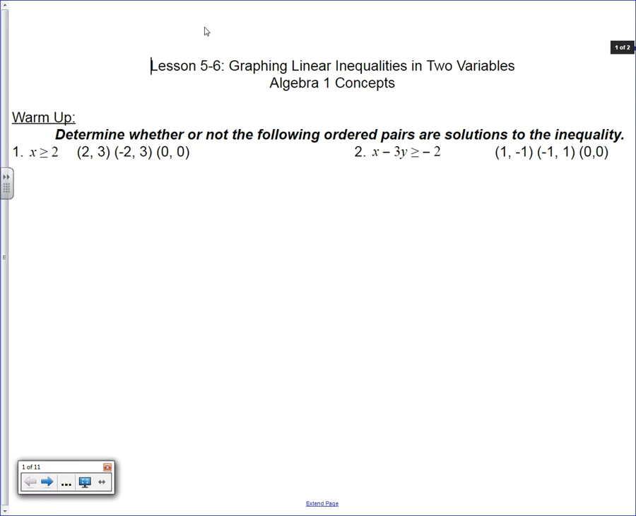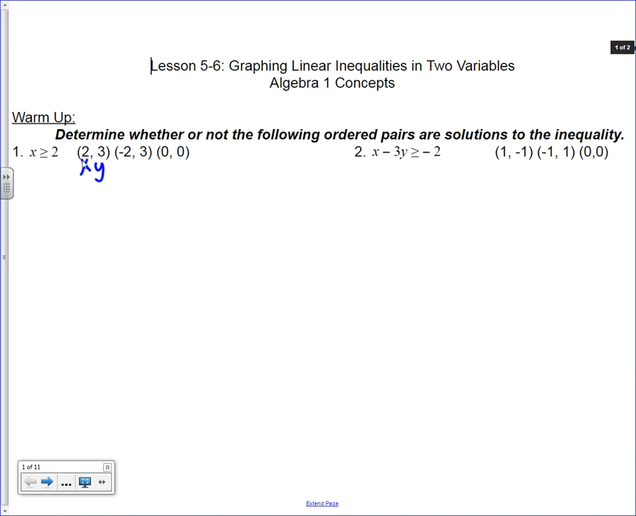How do I tell if something's a solution or not? Plug it in. So if I'm going to figure out if an ordered pair is a solution or not, we have to plug it in. Well, what variables are represented in an ordered pair? X and Y. So that's an X and that's a Y, right?